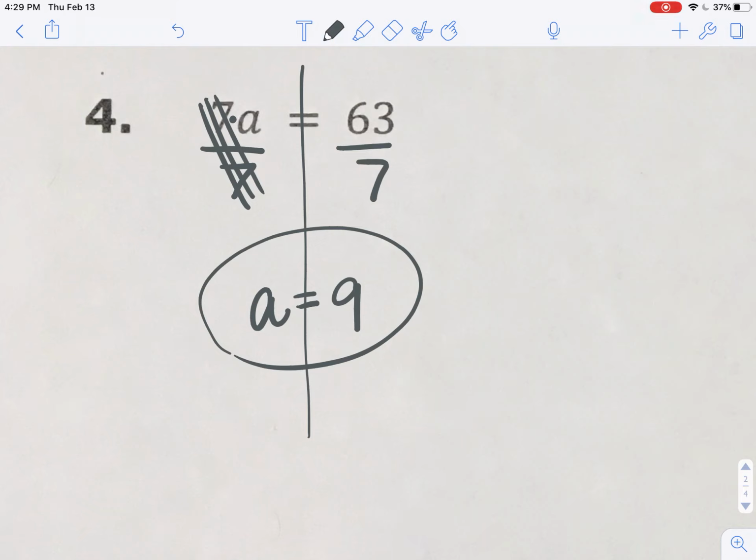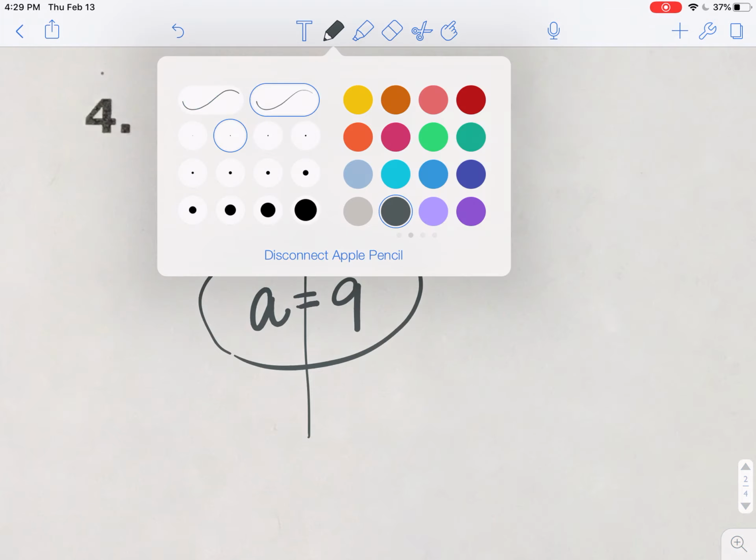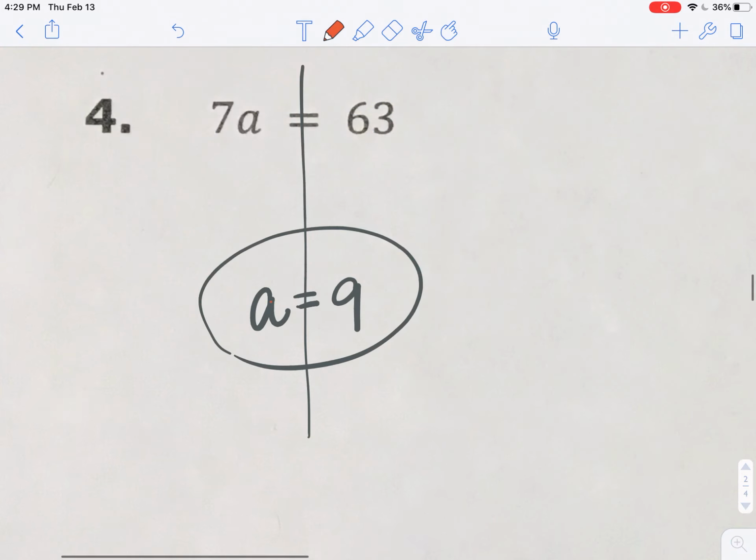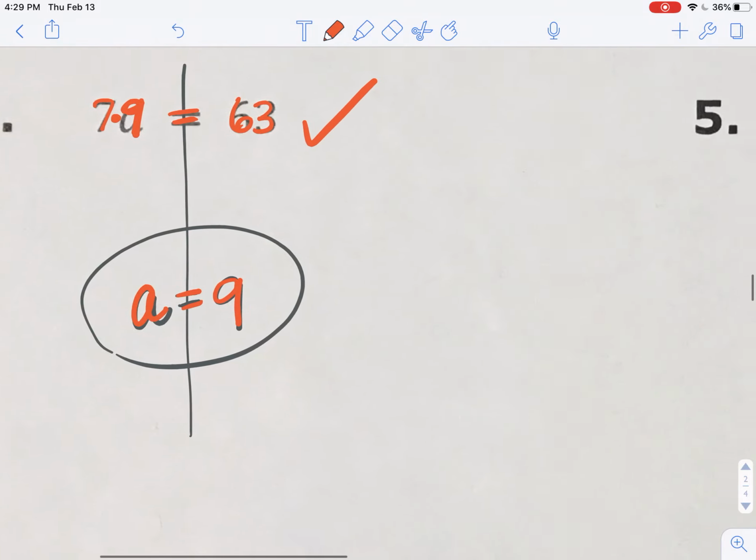Don't forget that you can check this all the time. If we go back up here to the top and we think about what we did, I'm going to erase this work for a second. So you had A, we're saying here that A equals 9, right? So right here I can put a 9 in for the A. What is 7 times 9? 63. So now we know that we did it right. We can go back and check ourselves if we would like to check ourselves as well.